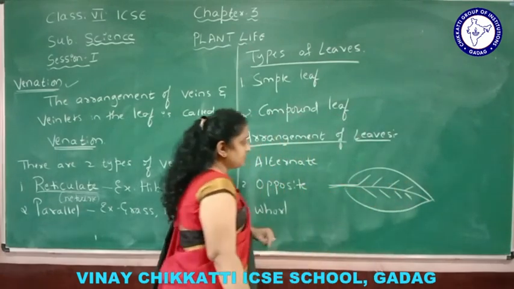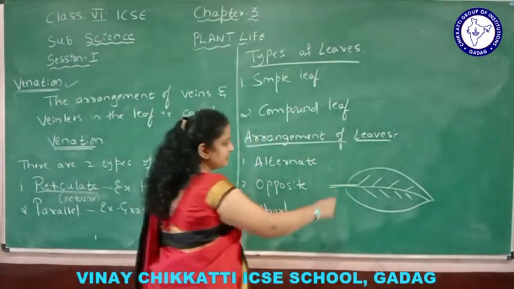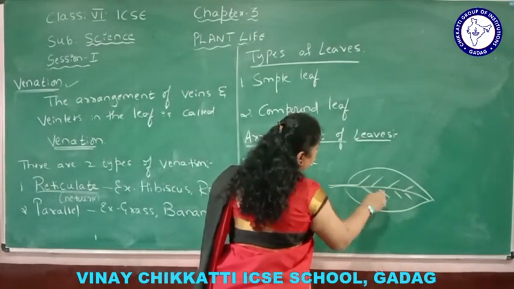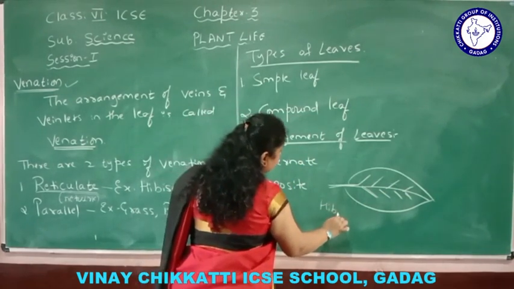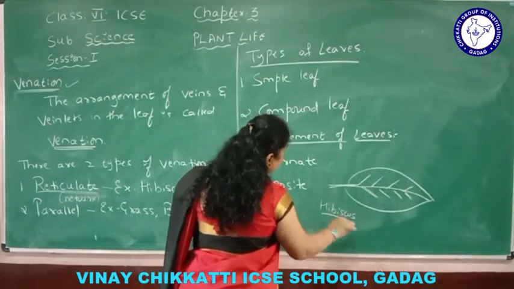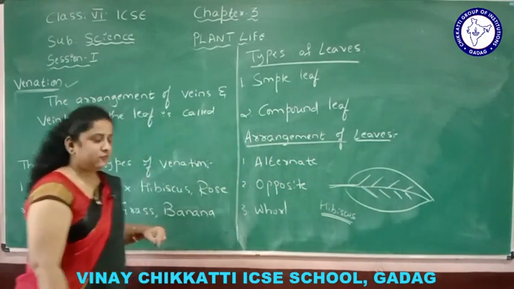This type of arrangement is called reticulate venation, where there is a network of these veins and veinlets. For example, hibiscus. Hibiscus is a very good example of reticulate venation. There is a network of veins and veinlets.